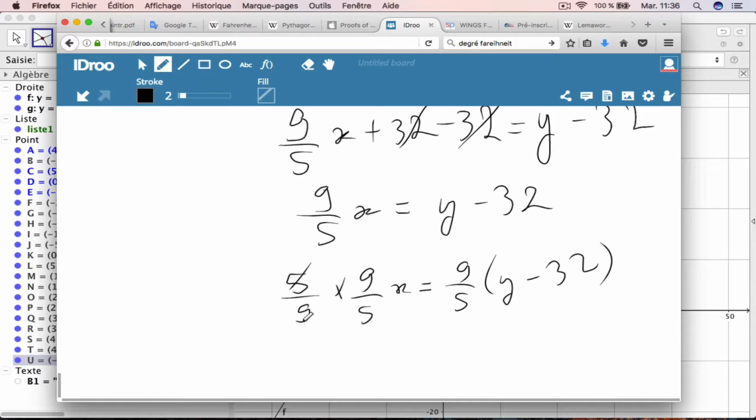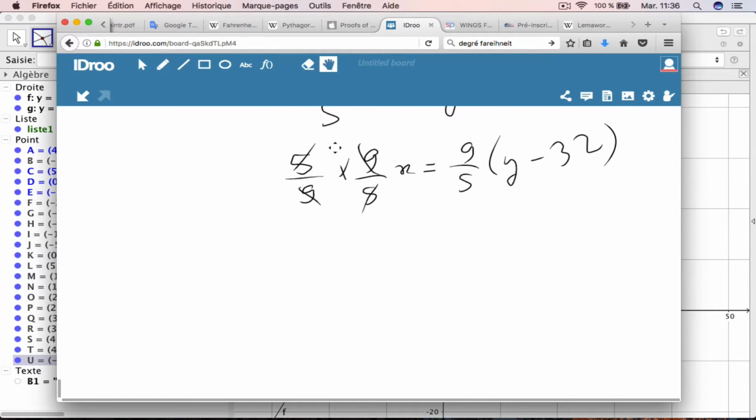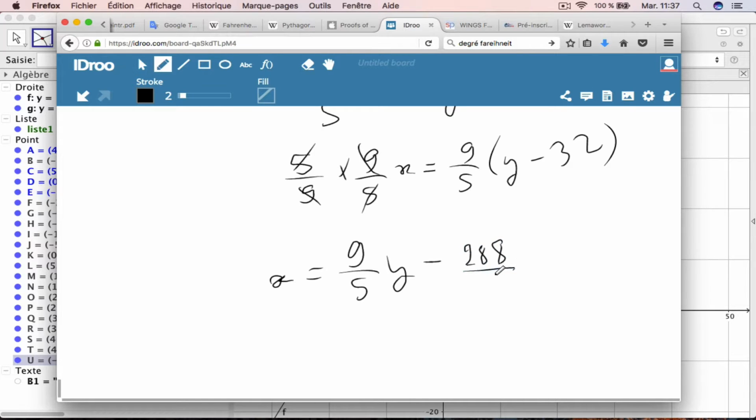Here we can cancel this and cancel this. So we've got x equals 9 on 5 y minus... okay, 9 times 32 equals 18, and this.